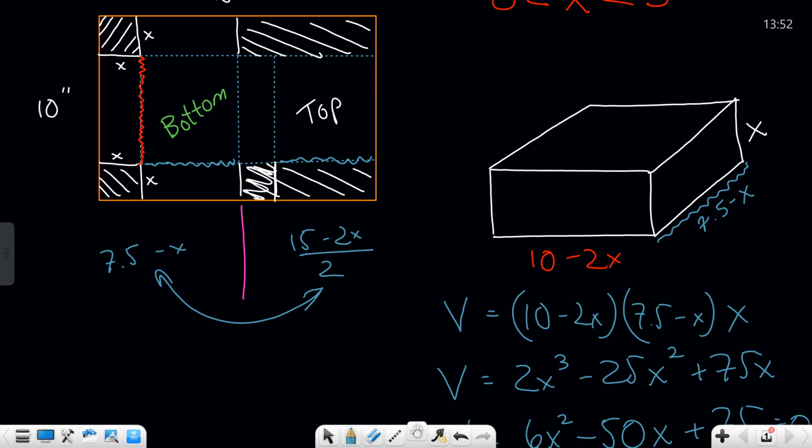Or this whole thing is 15 minus the 2 X's that I have here, because this is also X, and then divided by 2, because those are the same length.